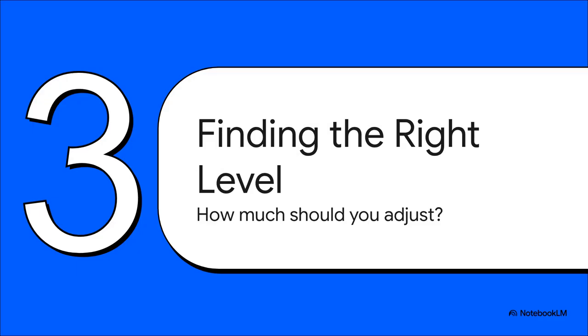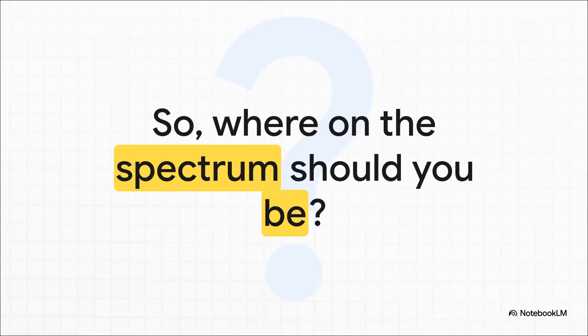All right, so now we know what we can grade. We've got our control panel. But the million-dollar question is, how much? How far do you turn those dials? Exactly. Where on this spectrum from highly graded to totally natural should you be aiming? How do you find that perfect balance for your class?